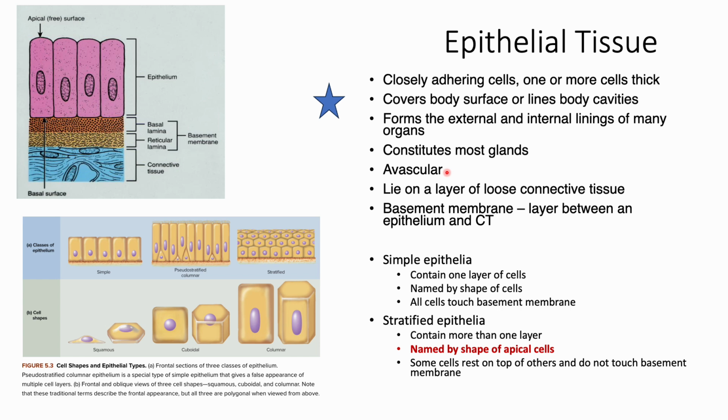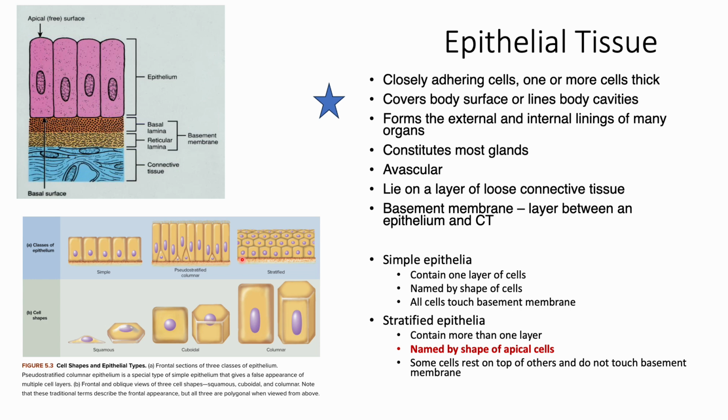It lies on a layer of loose connective tissue. So in this image here, this is the epithelium. Here you see the connective tissue beneath. And your epithelium sits on a basement membrane. This is a layer between the epithelium and the connective tissue. So in this image here on the bottom, we see an epithelium sitting on a basement membrane.